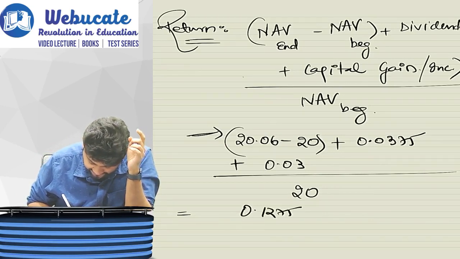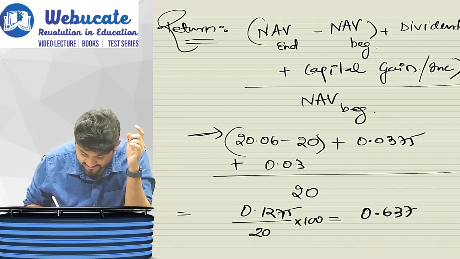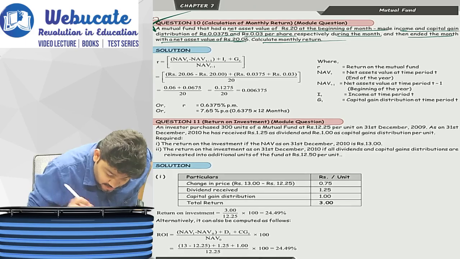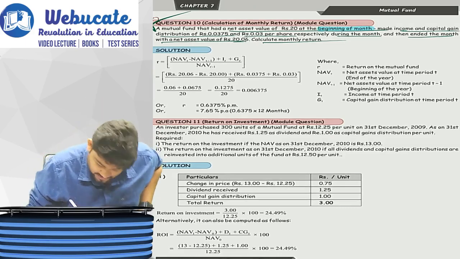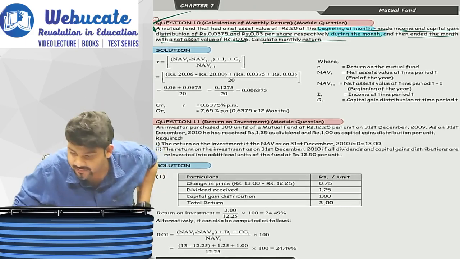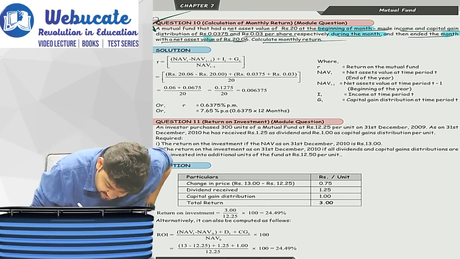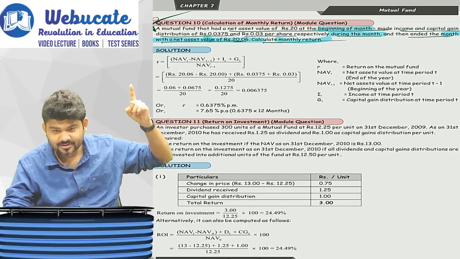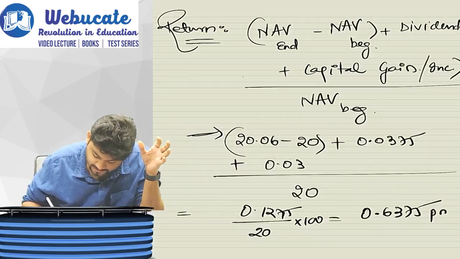Zero 0.1275 divided by 20 into 100. So it will be 0.6375. But remember, this is for the month. How do I know? Because if you have read the question properly, the mutual fund at the beginning of the month, capital gain and income distribution during the month, then ended the month with a net asset value. So all of this is monthly. Calculate the monthly return. So if it is a monthly return, 0.6375 is per month.